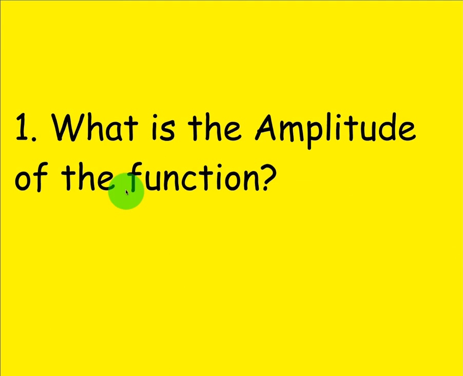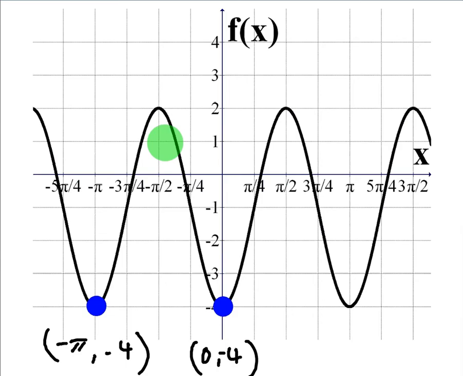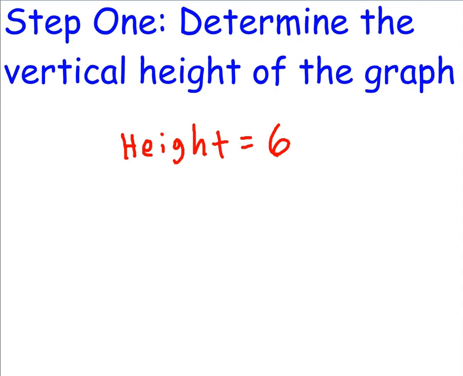Now this is very easy because we've already talked about amplitude in this class. Does anybody remember what amplitude means? Well, remember that amplitude is how far the top and bottom of a sine or cosine wave are from the middle. Okay? So amplitude would be half of the height, right? So here's how you're going to figure out the amplitude.